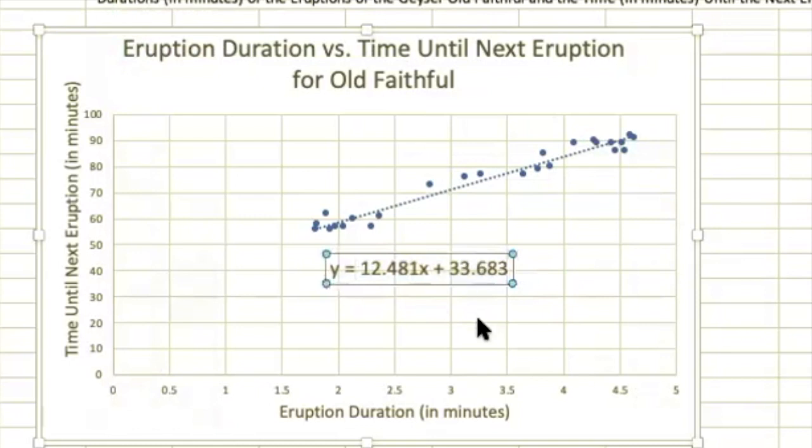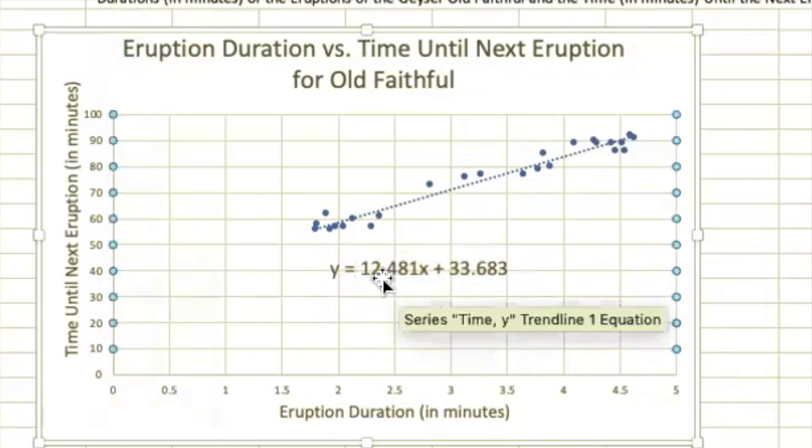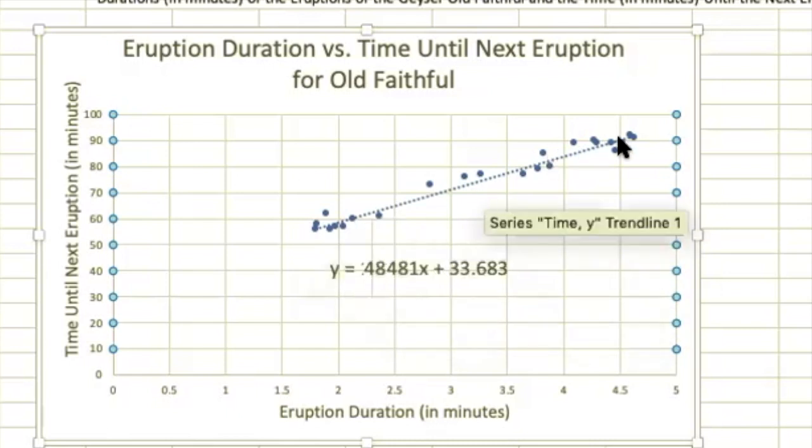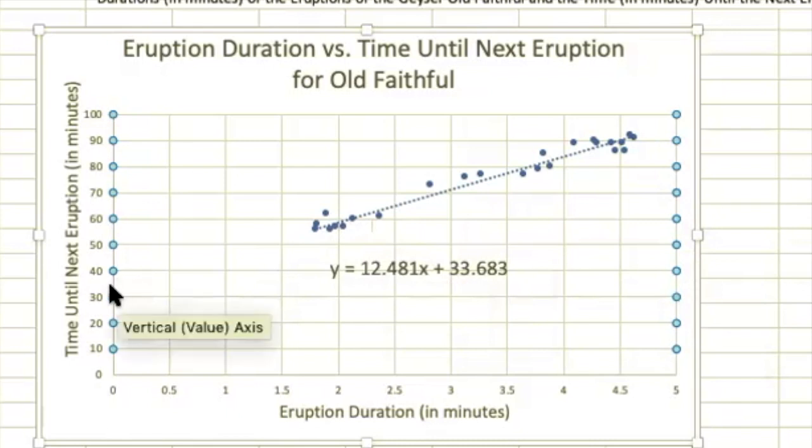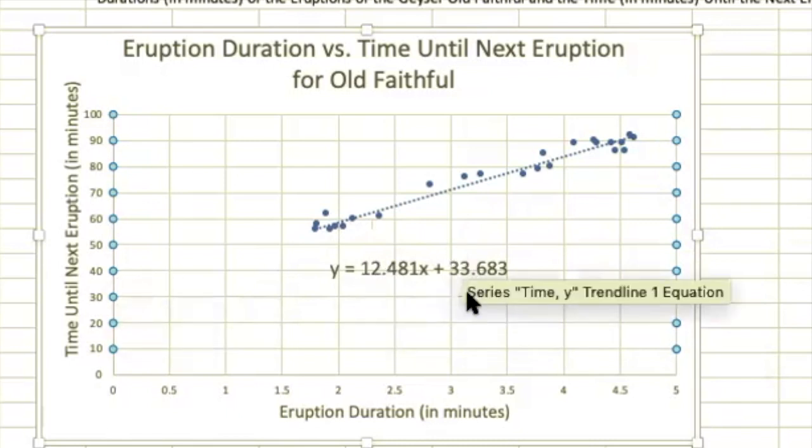Now, for those of you who don't remember your high school algebra, the equation of a line always will have x as the variable. The slope is the number in front. And because the slope is positive, our trend line is trending up. If our trend line is trending down, it would be negative. And the other value is the y-intercept. If you trace this line all the way back, it's predicting that you would cross the y-axis at 33.683.